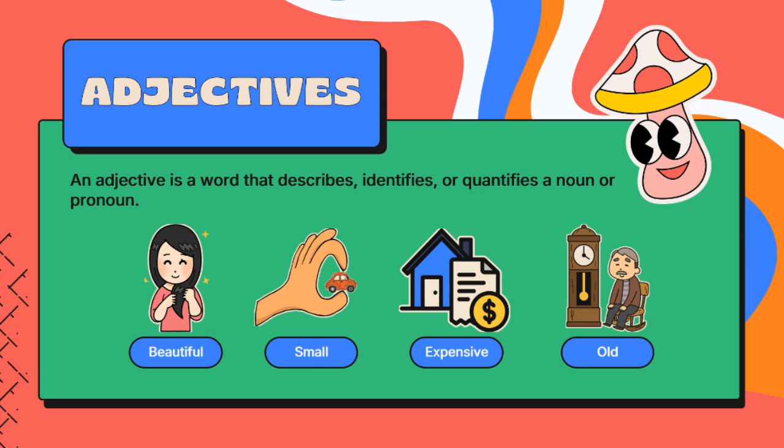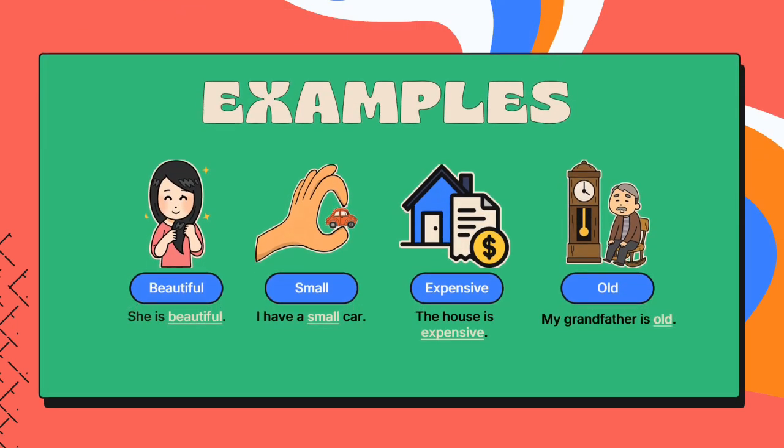Let's look at the examples. The first example is beautiful, the second example is small, the third example is expensive, and the last example is old. Now, let's use them in sentences. For the first sentence, she is beautiful. Beautiful describes the subject she.